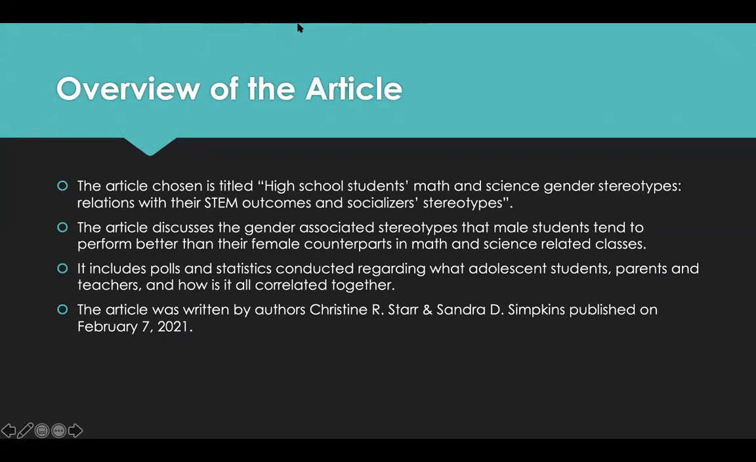Okay, guys, so just to give you an overview, the article that I chose is called High School Students' Math and Science Gender Stereotypes and Relations with Their STEM Outcome and Socializers' Stereotypes. The diversity issue that I chose to focus on is the same multicultural issue that I discussed in one of my chapter discussions, which was stereotyping.